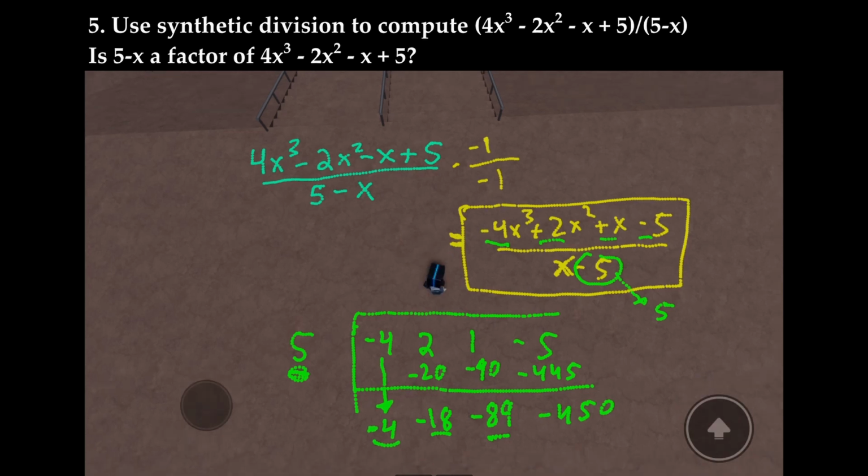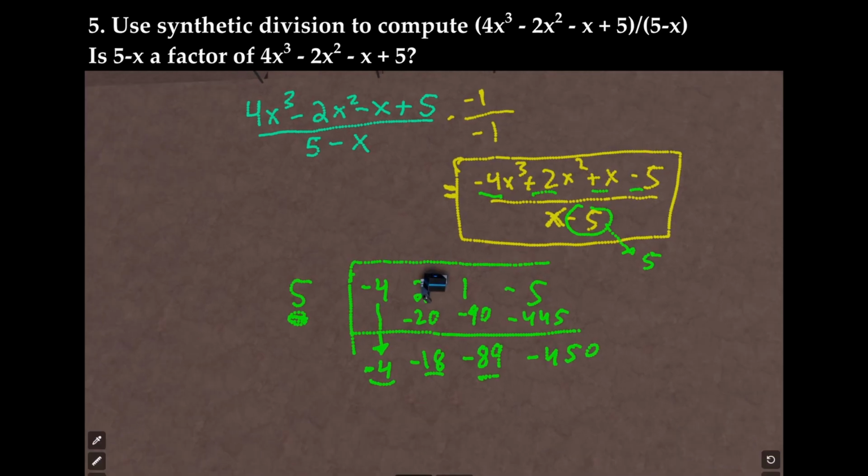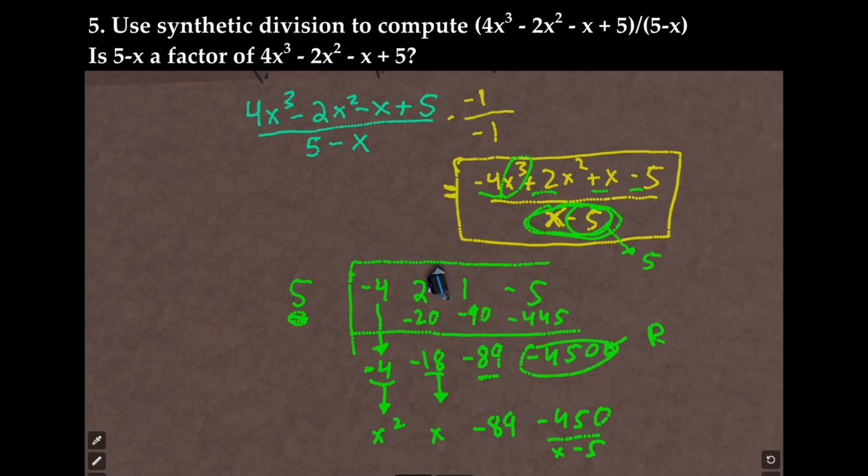Now these are the coefficients of our answer. What do I mean by that? Well, in the numerator of the initial fraction, the highest power was x cubed. But in the answer, the highest power is going to be x squared. So you start with x squared. So -4 is the coefficient on x squared, -18 is the coefficient on x, -89 is just -89 because you keep going down from x to the constant, and the -450 is our remainder. So I can write that as -450 divided by x minus 5, since that was the denominator in our newer form of the fraction.